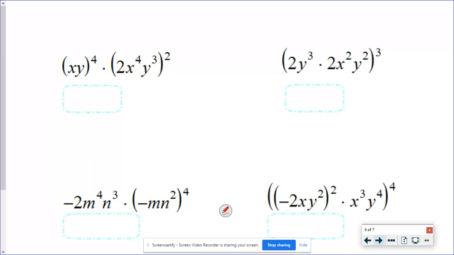So in the first one, this exponent is going to distribute. So I will have, even though I didn't write those 1s in there, that's really x to the 4th and y to the 4th. They both happen 4 times.